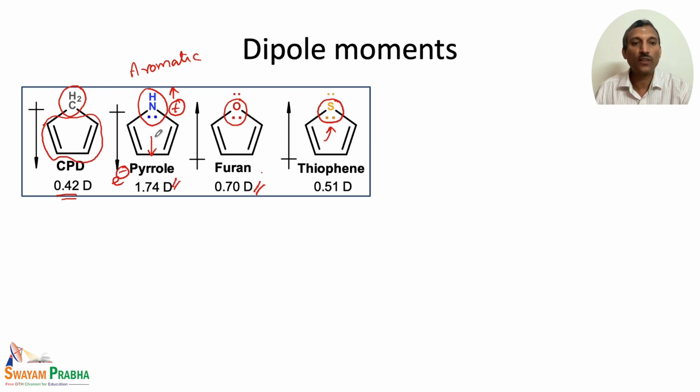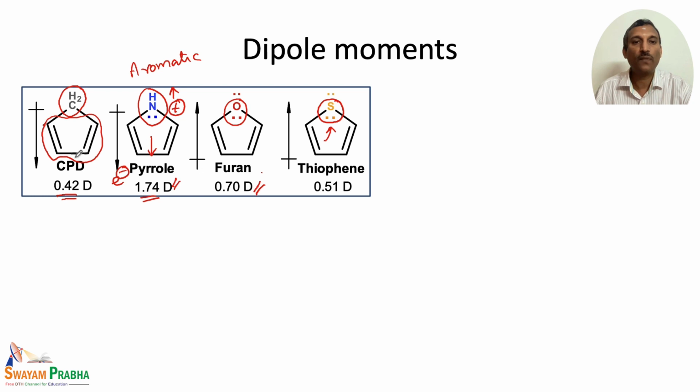So because of that, in the case of pyrrole, there is a huge negative charge towards the ring, that is why it is having a very high dipole moment, and nitrogen is having a positive charge, so that is the reason the dipole is pointing towards the ring and not towards the nitrogen atom.